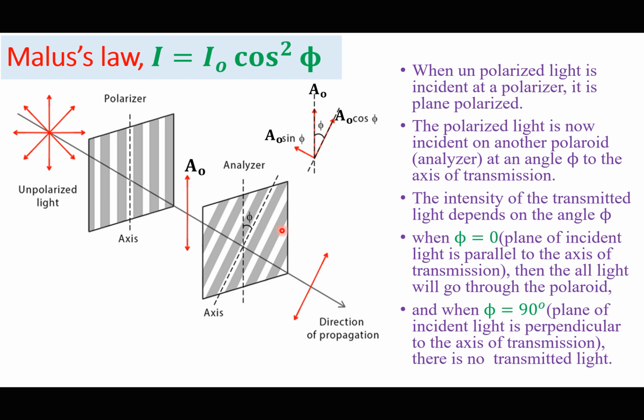So if we make the plane of transmission perpendicular to the incident light, then there will be no transmitted light. In other words, it's equivalent to rotating the polarizer so that the axis of transmission is perpendicular to the incident light. We are trying to arrive at Malus's law.